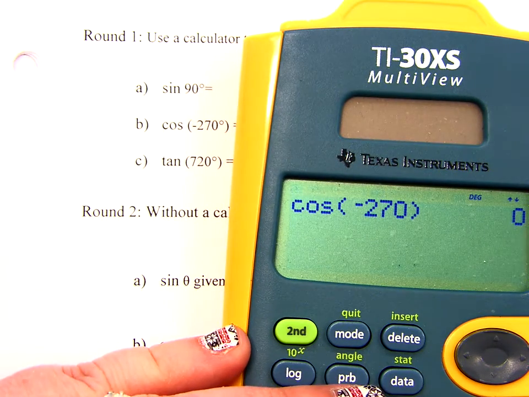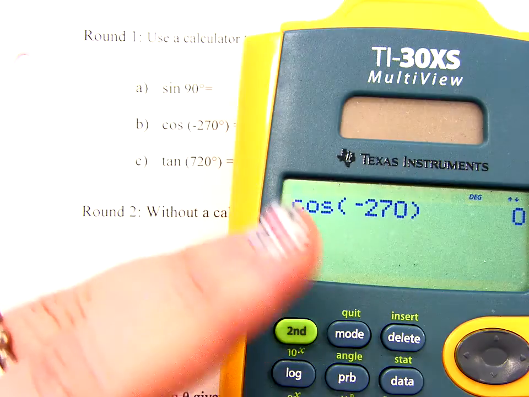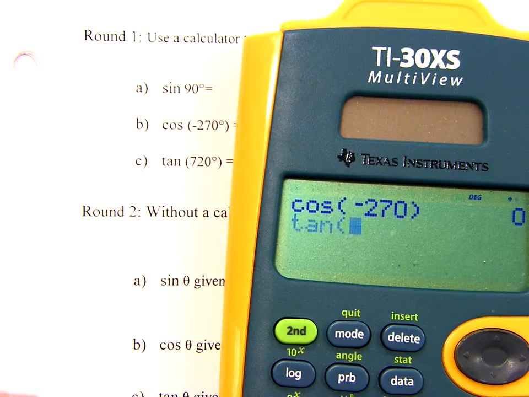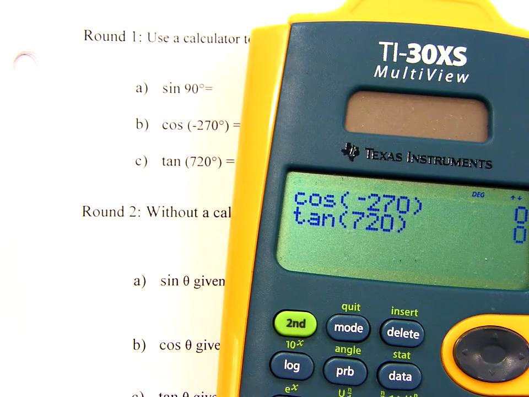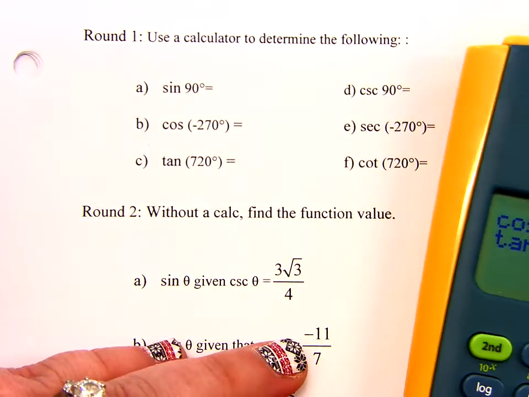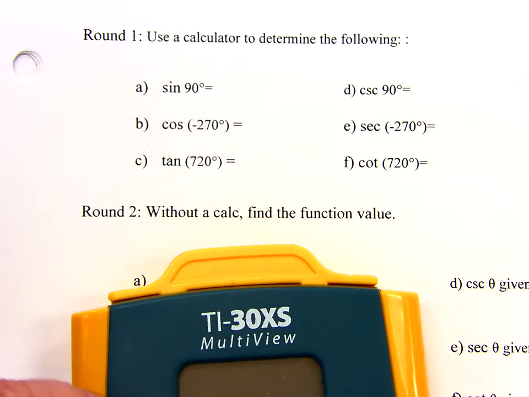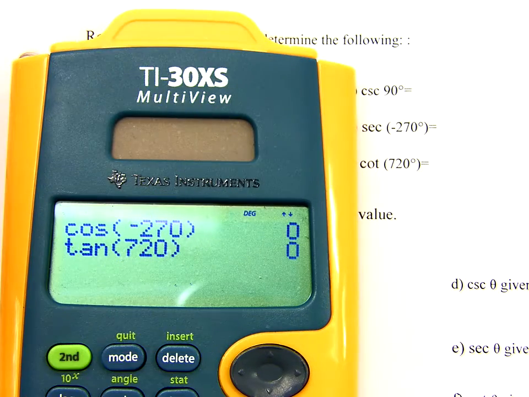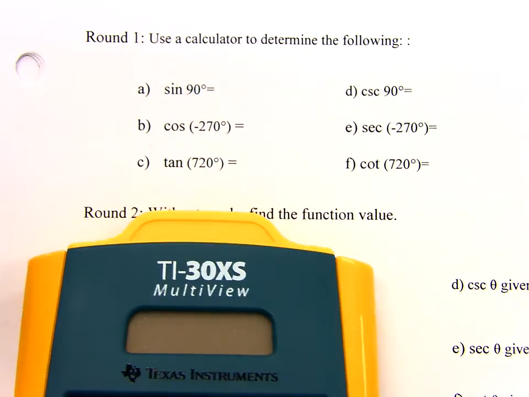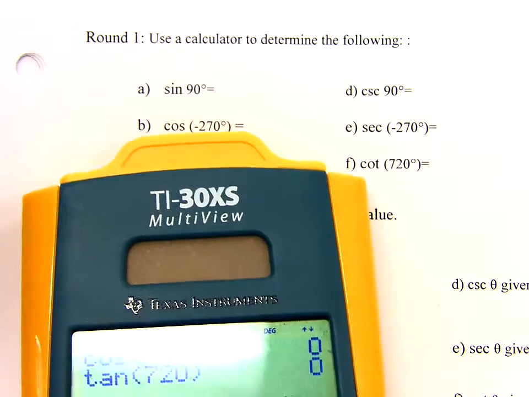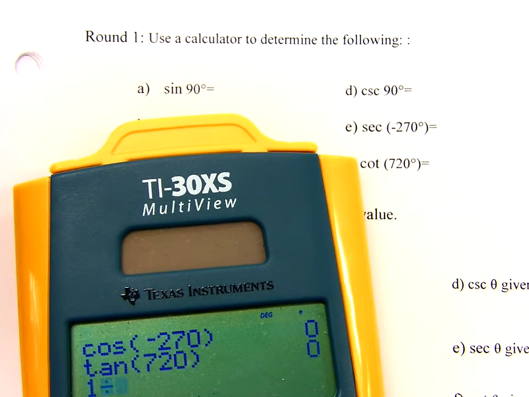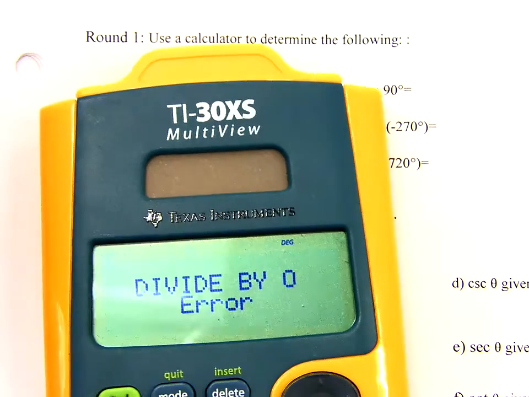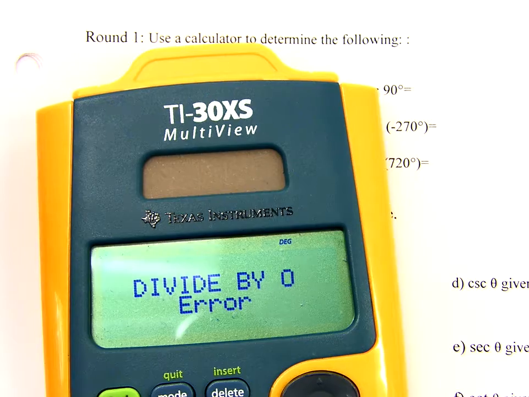So same thing with tangent 720. You don't have to bother finding the coterminal angle. You can, but the calculator can handle it. So you can just hit tan 720. All right, let's look at E. How are you going to do secant negative 270? Ooh, yeah, 1 divided by cosine. 1 divided by cosine negative 270. Oh, so what's that mean? Undefined. Right, that would just be undefined.